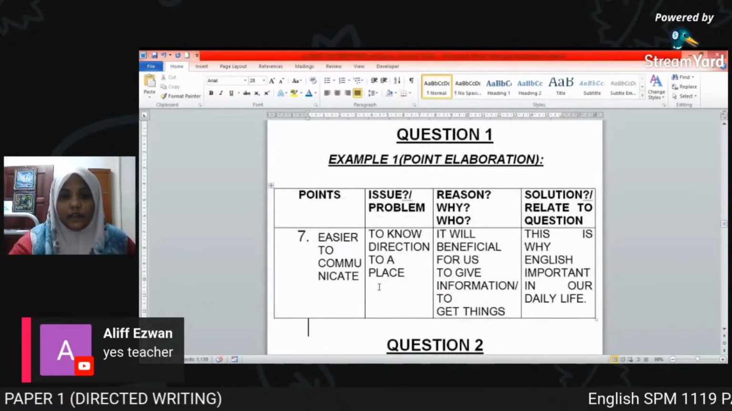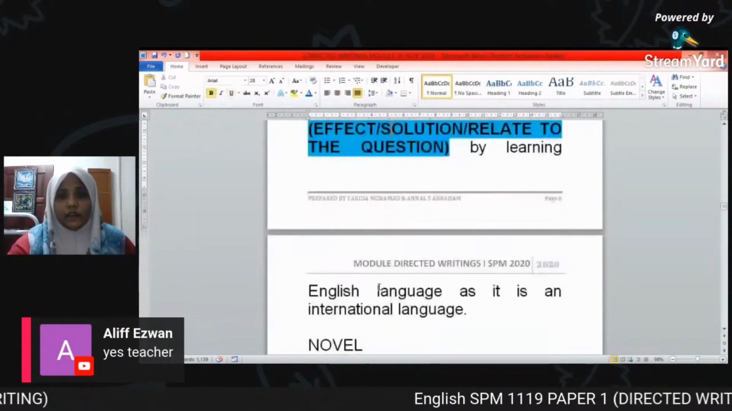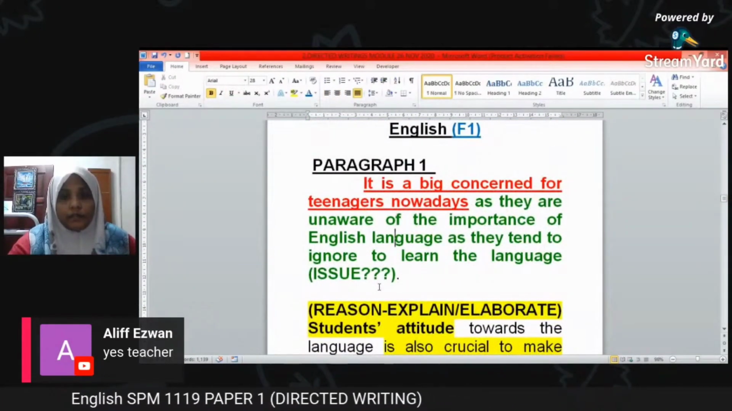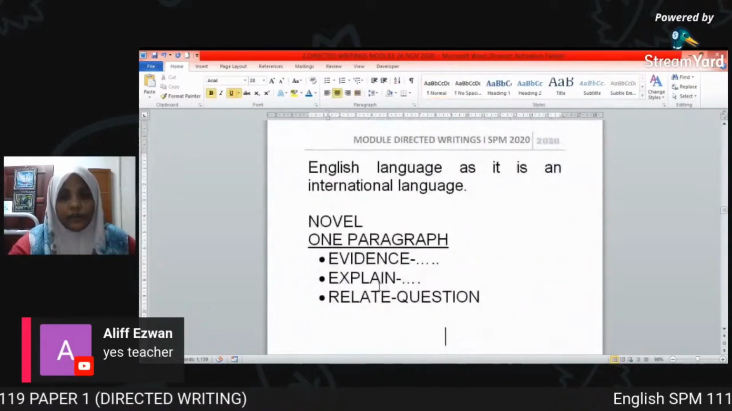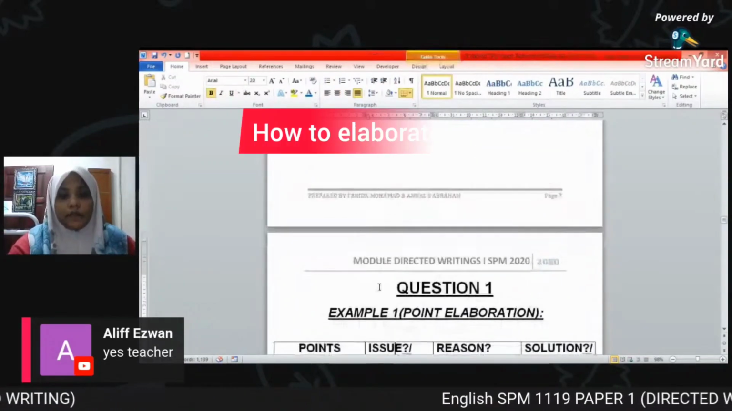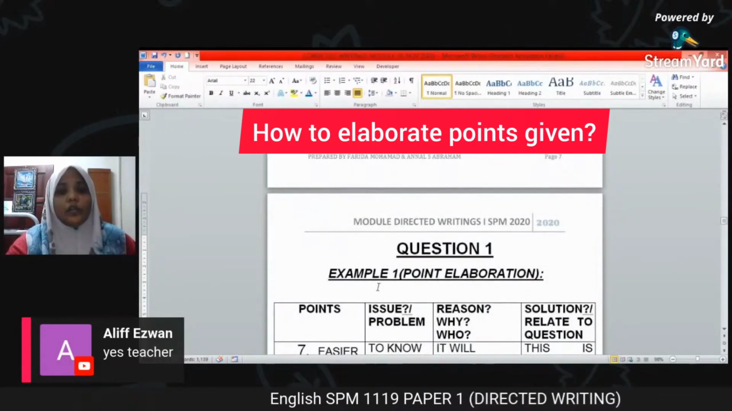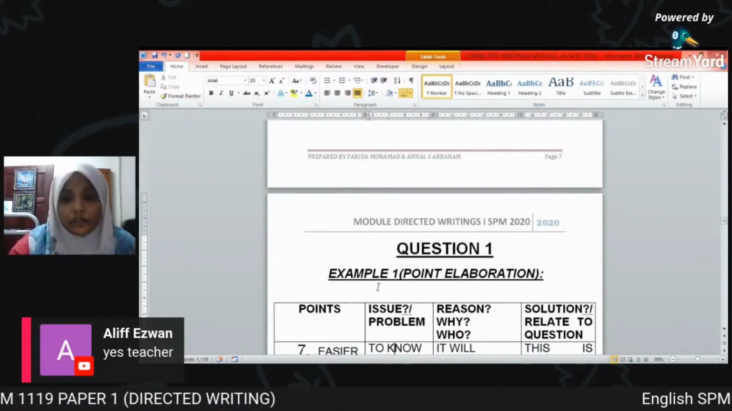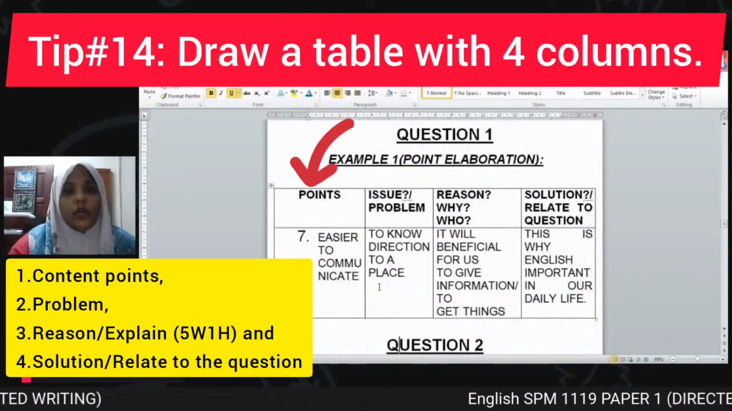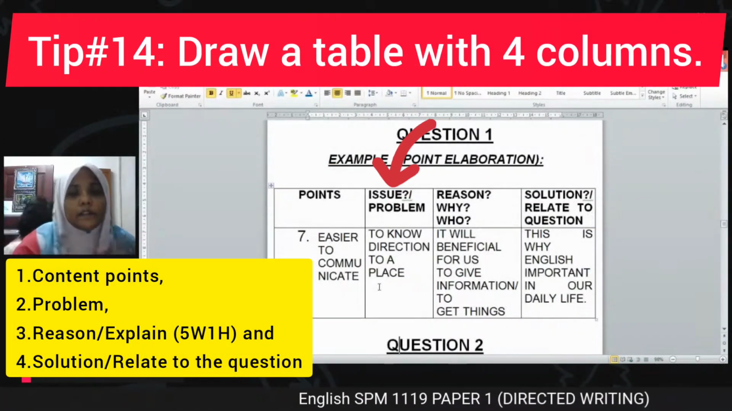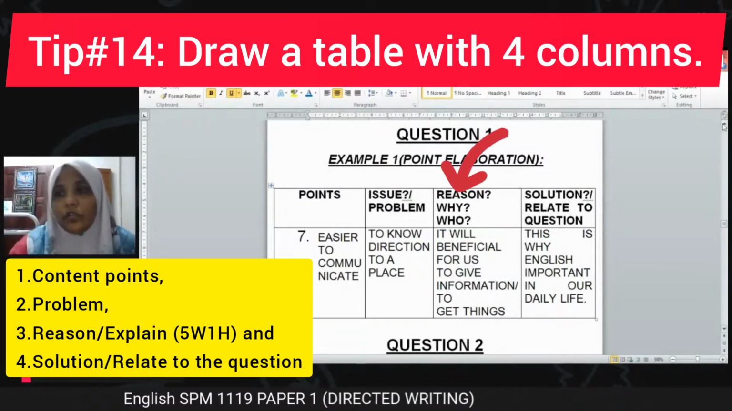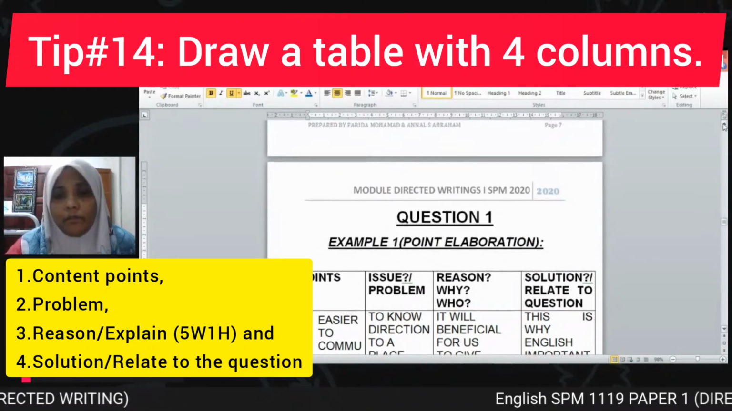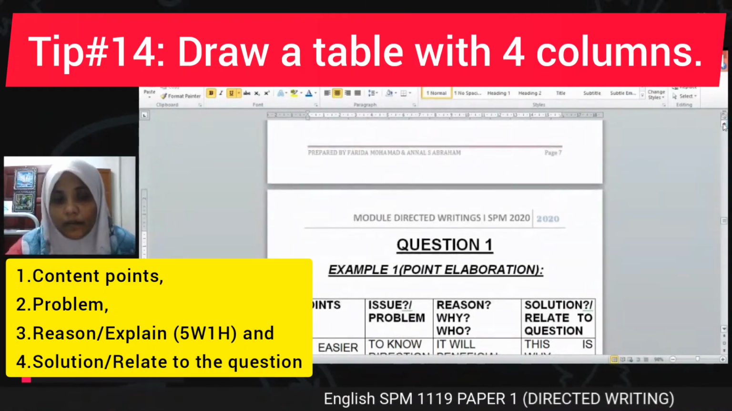Let's take another example. All this given is the introductory paragraph. Now let us go to the content part. How are we going to elaborate the points? Always have four parts in your paragraph.